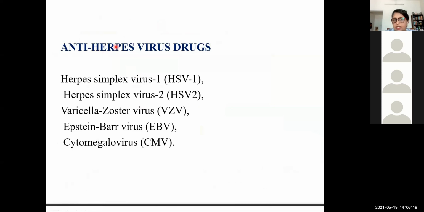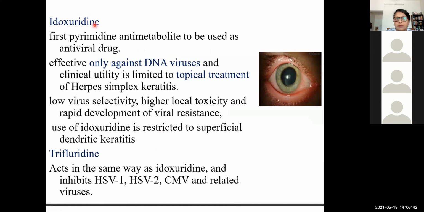The anti-herpes virus drugs are mainly for the herpes group: HSV1, herpes simplex virus 2, varicella zoster, Epstein-Barr virus, and cytomegalovirus. These drugs are effective against all these viruses. We will see the drugs one by one. Number one is idoxuridine.